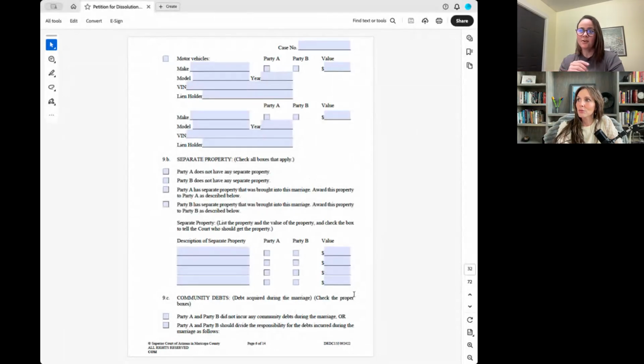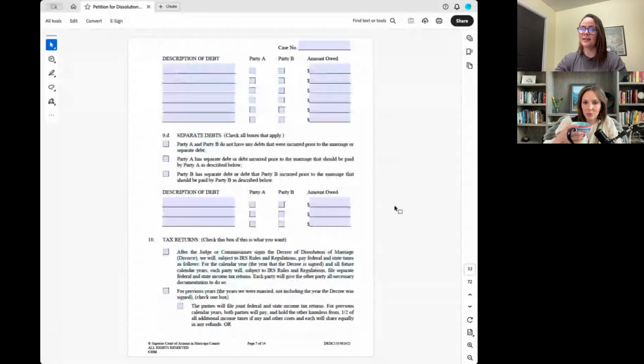And then community debts, same kind of concept as community property. If it was incurred during the period of the marriage, that's presumptively community and should be split evenly. So the idea behind that is if there are big credit card debts, whatever that was spent on was spent to benefit the marriage, and so those kinds of debts will be split evenly. Sometimes you can make an argument that those funds were not used to benefit the marriage. There was waste. So that's something that you can definitely assert.